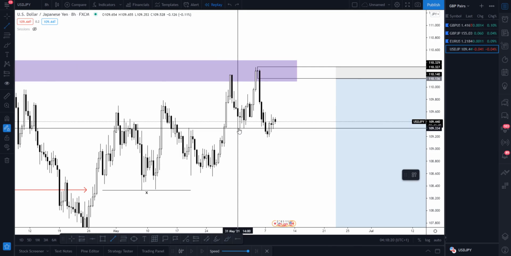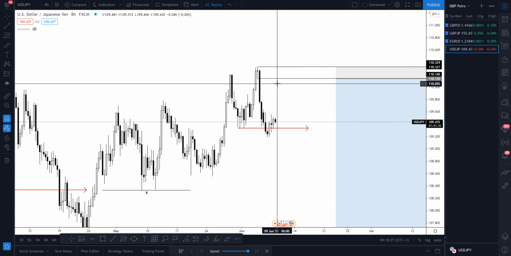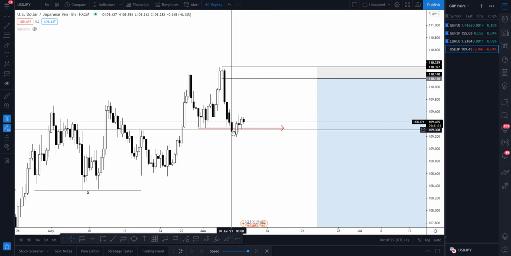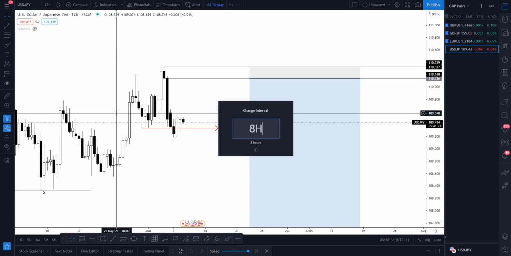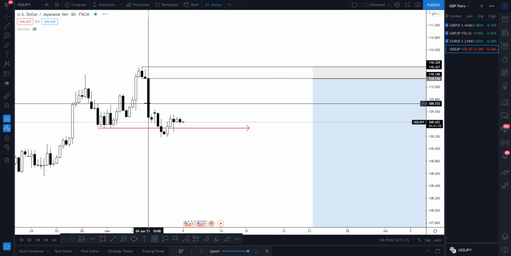And what did I say? What happens when you break structure? Now you want to focus on the leg that broke structure. In this case, this is that leg, that expansion down. And focus on the institutional candle that's the cause of it, that started it. So let's look for an institutional candle. Right now we don't see anything on the 8-hour, nothing on the 7-hour, 6-hour, boom.